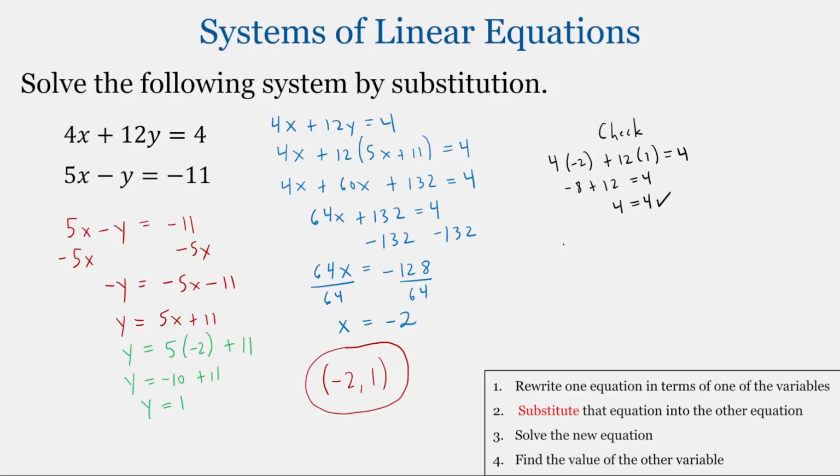And we're going to do the same with the second equation. So we have 5 times negative 2 minus 1 equal to negative 11. This is negative 10 minus 1 equal to negative 11. So we have negative 11 equal to negative 11. The solution to this system is the ordered pair, negative 2, 1.